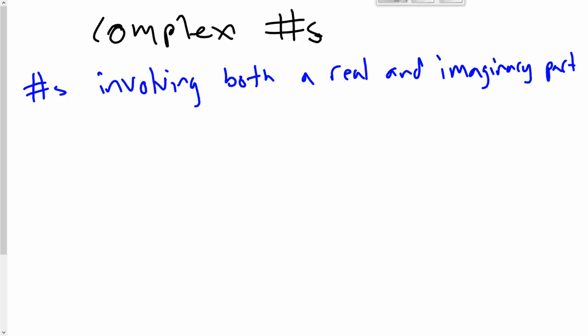Here's section 3, chapter 1, section 3, complex numbers. We might have gone over this a couple years ago and probably last year. So complex numbers is a part of the complex number system.